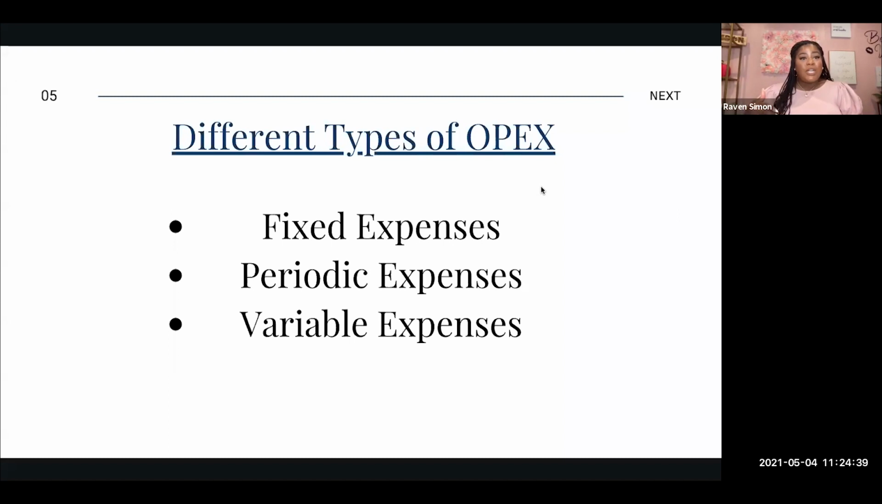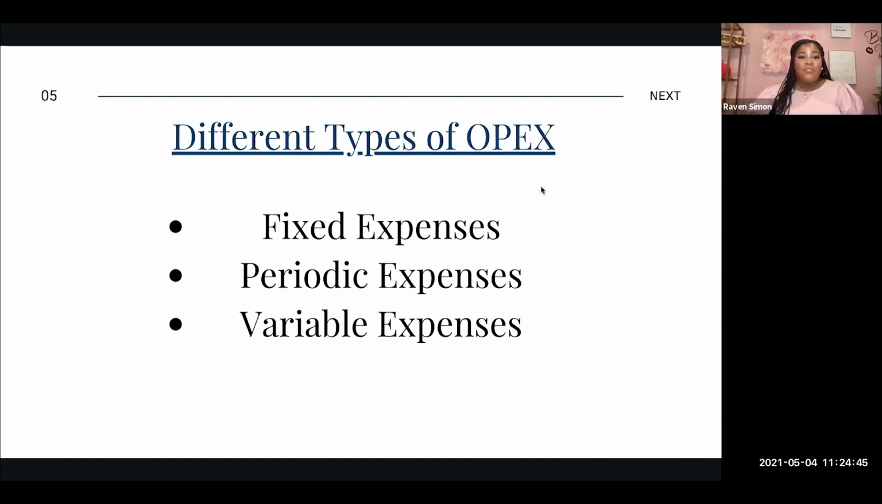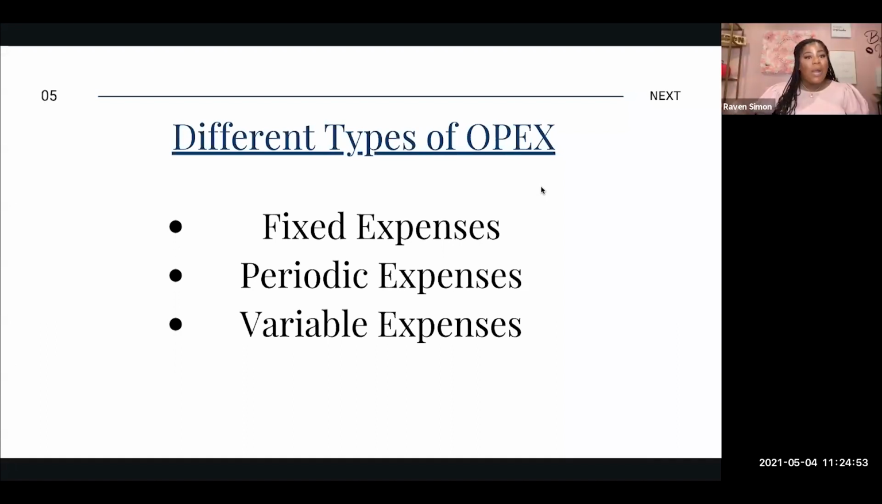You may have an intern who you just hire for 3 months. That would be a periodic expense because you're not keeping them on full time. You're just going to have these 3 months of expenses to pay them, right? It can also be a variable expense if they are hourly. So this goes back to if you're in retail and you have a storefront and you have folks come in to man the store. And if they are hourly paid, that's a variable expense.